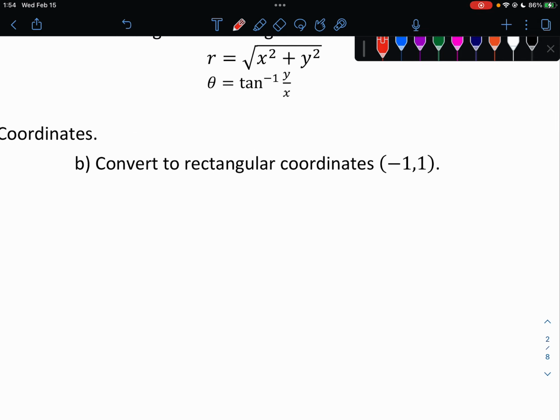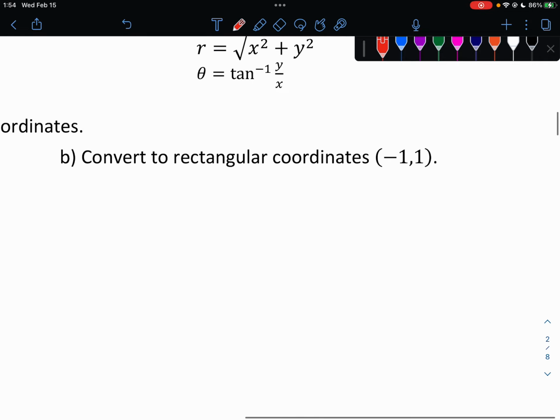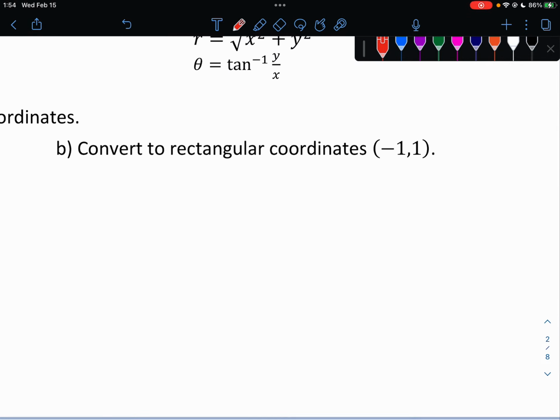Convert one from polar to rectangular coordinates. Oh, this is actually supposed to say polar coordinates again. Oh, sorry, from polar to rectangular. I was reading that right, okay. So from rectangular to polar.